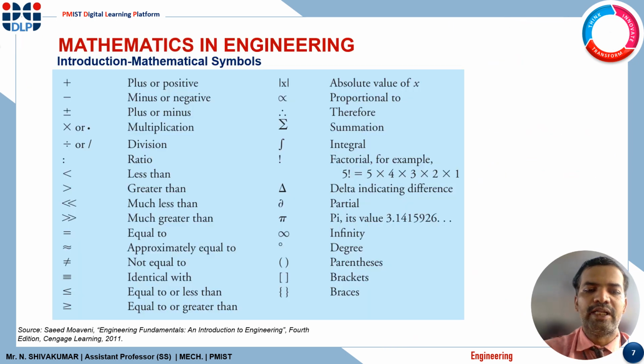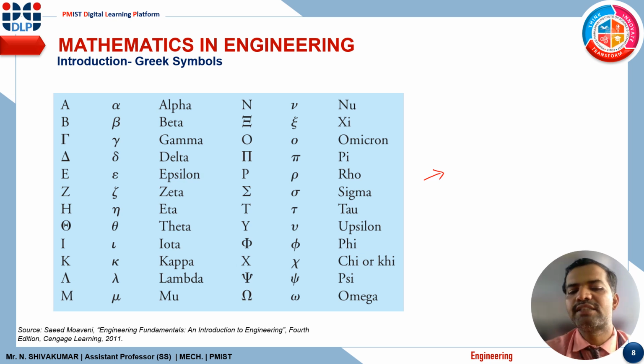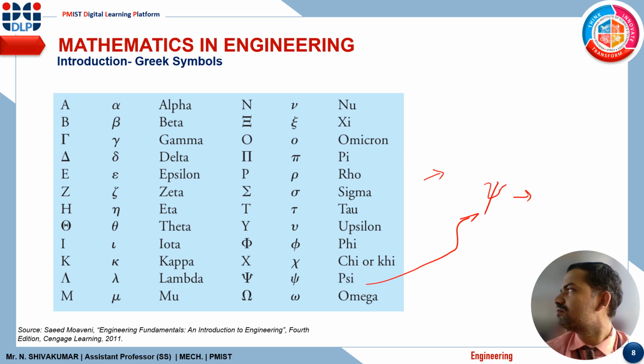So these are the basic symbols you refer, and these are the Greek symbols. So we often use them to represent the physical entities. Say for example, psi. Where is psi used? Schrodinger wave equation. Okay, you know Schrodinger wave equation. So there they use the symbol psi. So what is the Schrodinger equation?